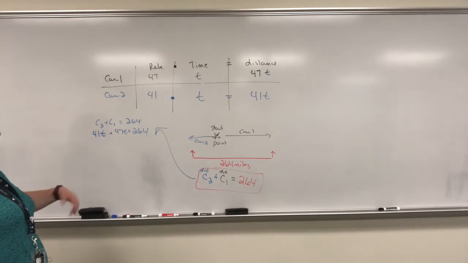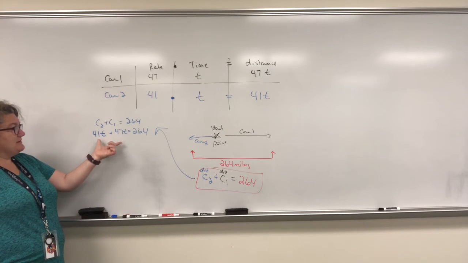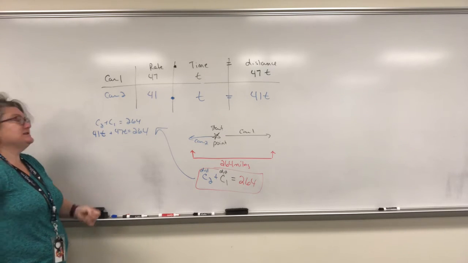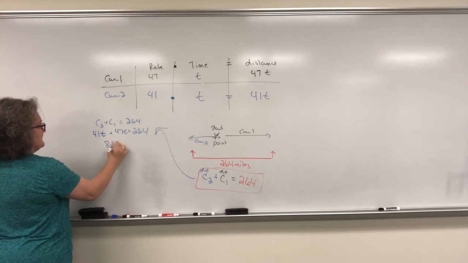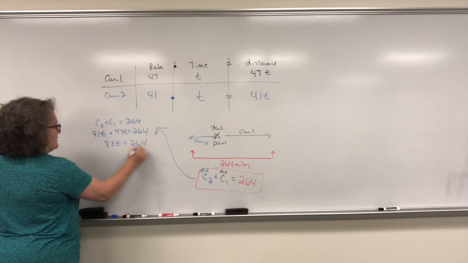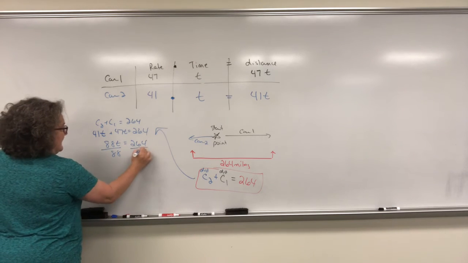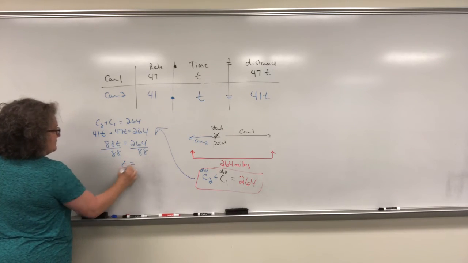So now I have an equation. I could just add 41T plus 47T and get 264. So 41T plus 47T would be 88T equals 264. We're going to divide by 88. And T is equal to what?